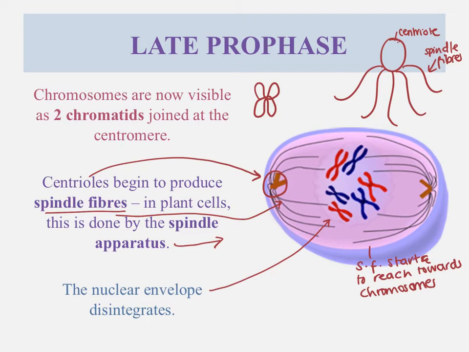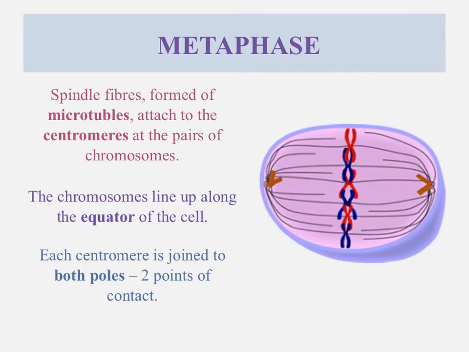From late prophase, metaphase follows prophase. So far we've had prophase, and then we've got metaphase. In this stage, we start to see the movement of our chromosomes. These spindle fibres have come from the centrioles and they start to attach themselves at the centromeres. Remember the centromeres are the points where our chromatid arms meet.